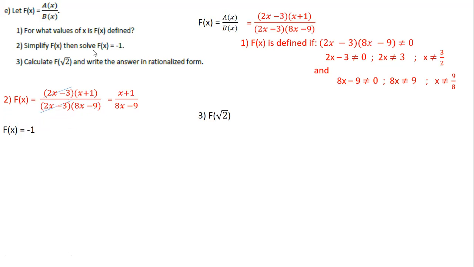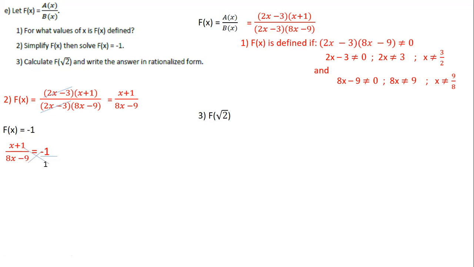Now Colum, solve f of x is equal to minus 1. Do here I mean a numerical value or solving, Colum? We mean solving, not the numerical value. So we take the simplified f of x is equal to minus 1. So x plus 1 over 8x minus 9 is equal to minus 1. How do we solve it? We do cross multiplication, right? Bravo, yes, we do the cross multiplication.